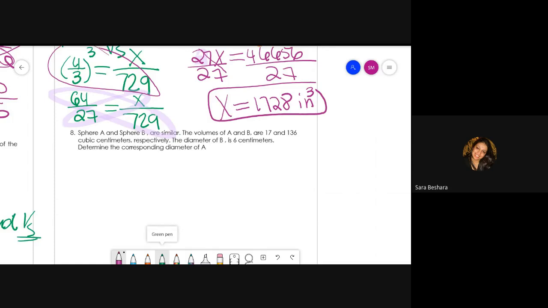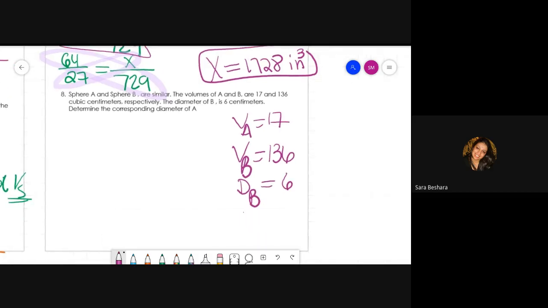Sphere A and sphere B are similar. The volume of A is 17. Volume of sphere B is 136. The diameter of B equals 6 centimeters. Determine the corresponding diameter of A. This is the same as we have been doing so far. Step 1 is to find K.